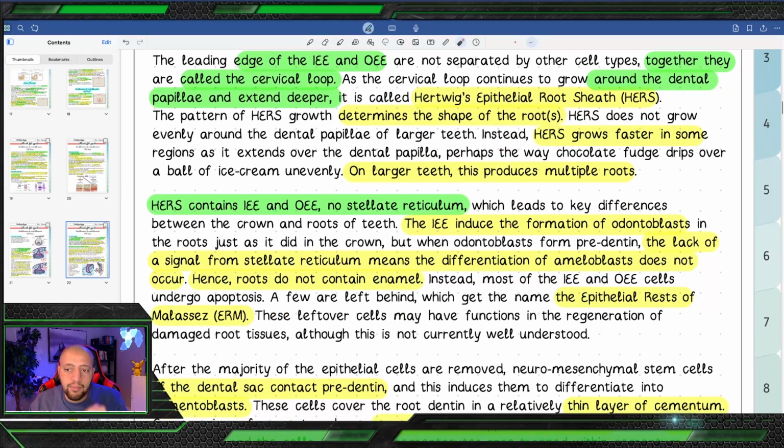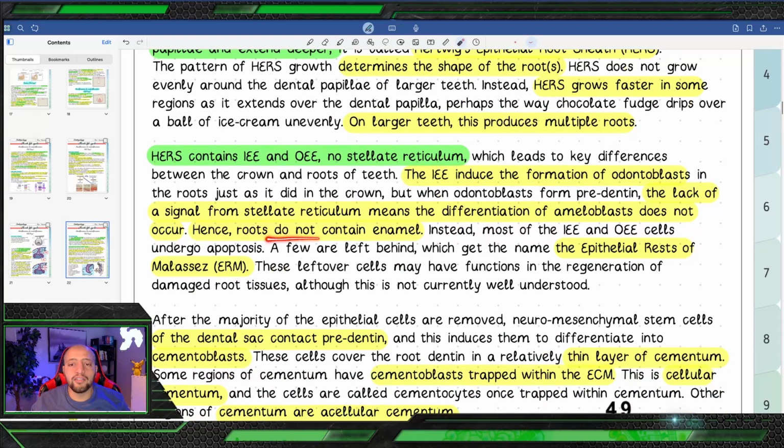The inner enamel epithelium induces formation of odontoblasts in the root just as it did in the crown. But when odontoblasts form predentin, they give the signal back to the stellate reticulum, they don't see the stellate reticulum. This means differentiation of ameloblasts does not occur in this area. Hence, roots do not contain enamel.